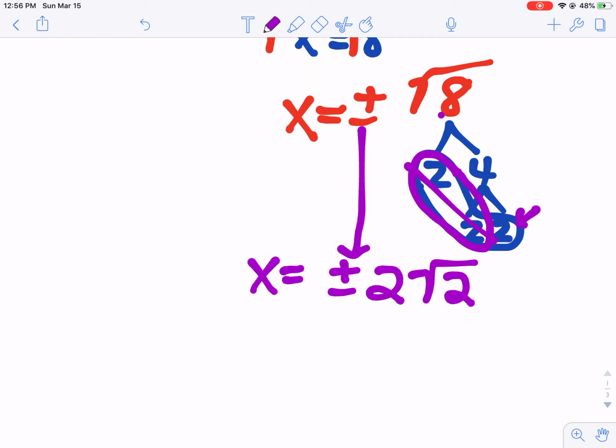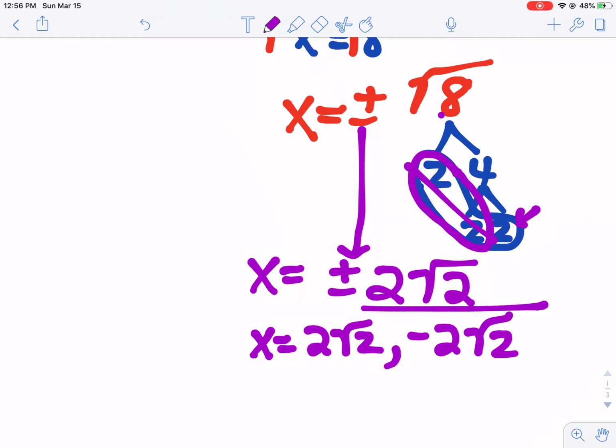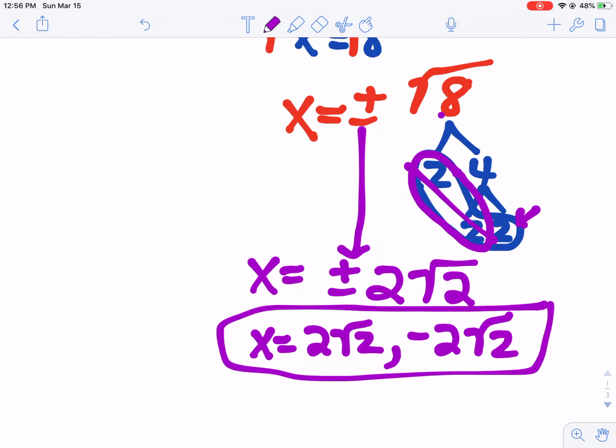Don't forget, you get a positive and a negative answer. Put our x equals back on. So our 2 answers, if you wanted to separate them, would be positive 2 root 2, and the other one would be negative 2 root 2. Those are the exact answers to this question. They're going to be simplified radicals.